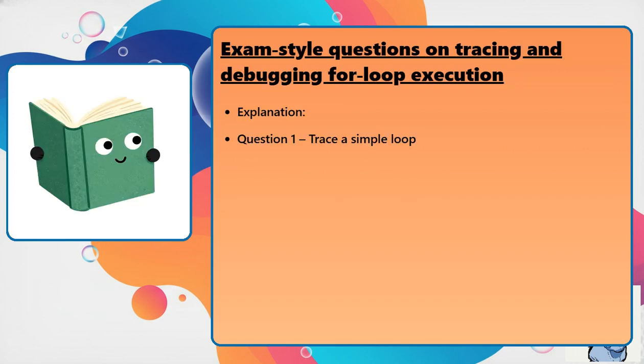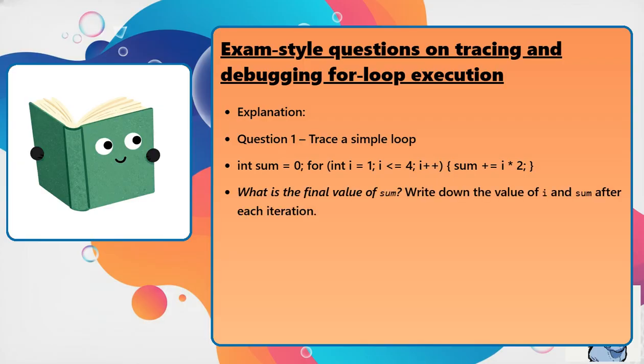Exercises. Question 1: trace a simple loop. int sum = 0; for (int i = 1; i <= 4; i++) { sum += i * 2; } What is the final value of sum? Write down the value of i and sum after each iteration.